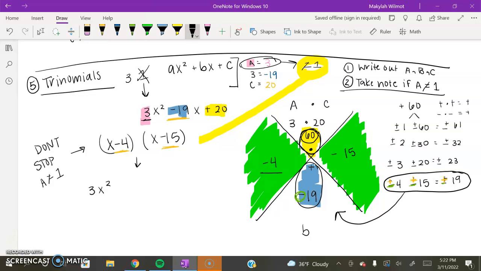So 3x squared minus 4x minus 15x plus 20. Okay, that's this equation written out, but using these for 19 instead, okay?